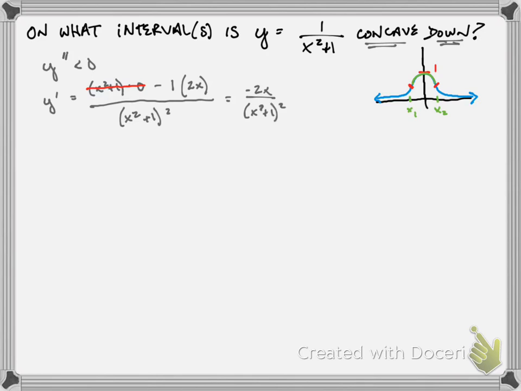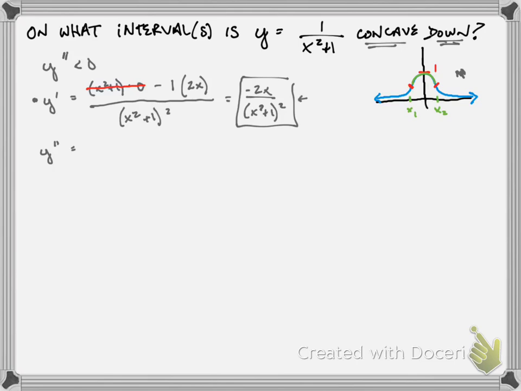There's y prime. Now if we were asking a question of where this function is increasing or decreasing, then we could say where is y prime greater than 0 or less than 0. But we're not asking a question of increasing or decreasing, we're asking a question of where it's concave down. So I need to continue by finding y double prime. So I'm going to derive y prime, and y double prime will again require the quotient rule.